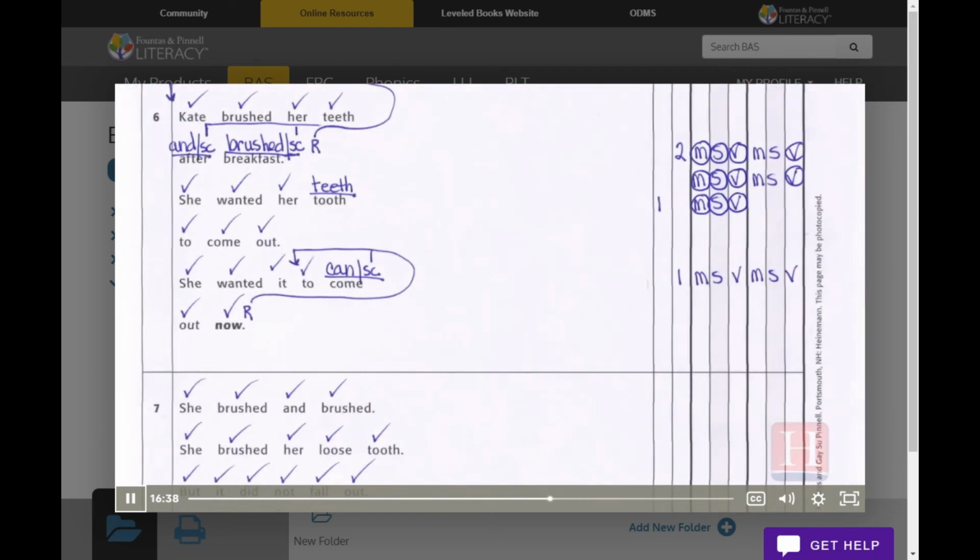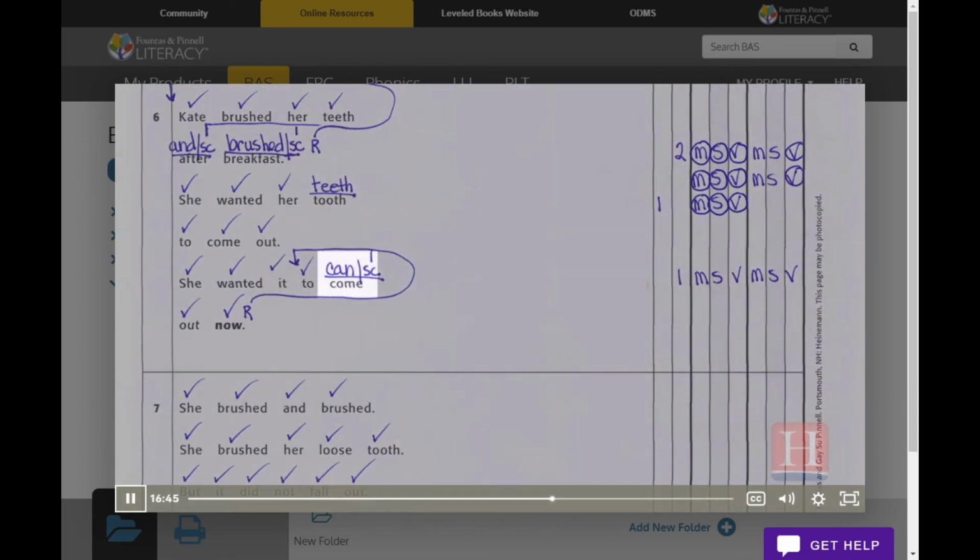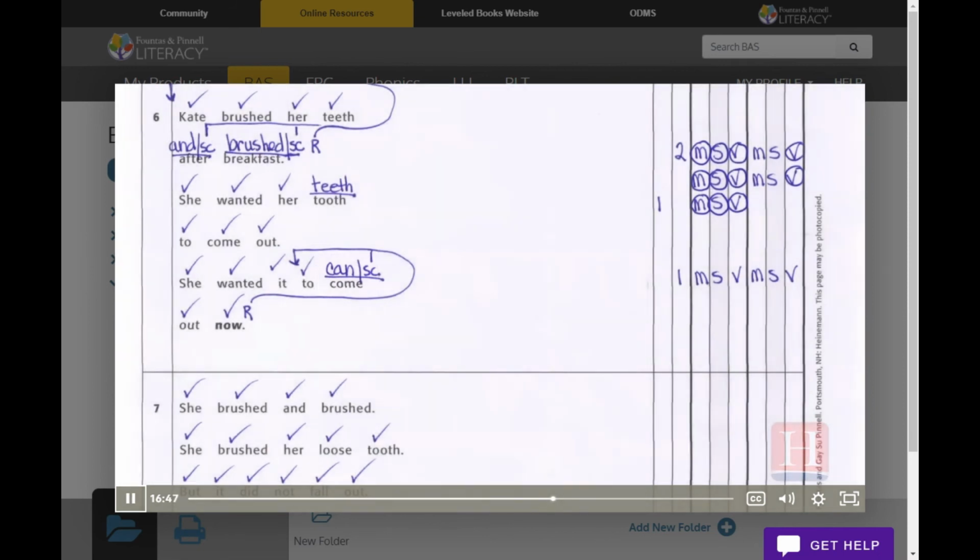The final self-correction of page 6 is on the same line where he read, "She wanted it to can." Would the error make sense in the story? No. Syntactically, can we use can for come in the sentence? No. Are there visual similarities between the words? Yes. So for this error, only the V would be circled because the reader probably used only visual information.